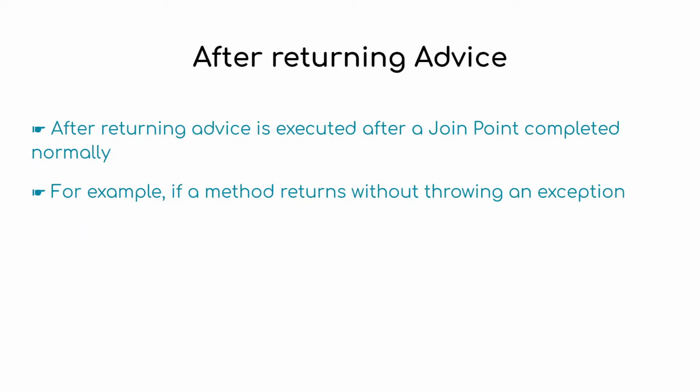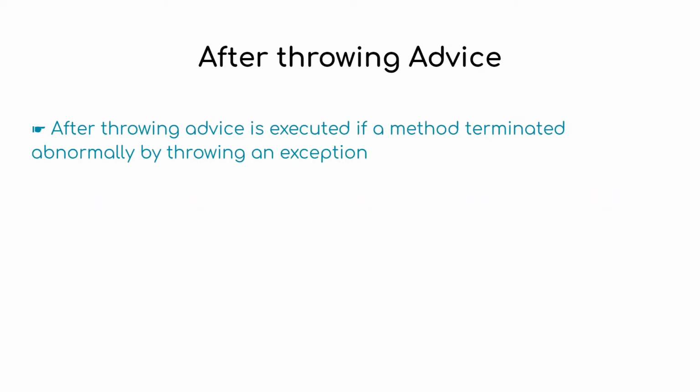The next advice is after returning advice. After returning advice is executed after a join point completed normally. For example, so far we have seen the before advice and after returning advice. The next type of advice is after throwing. After throwing advice is executed if a method terminates.